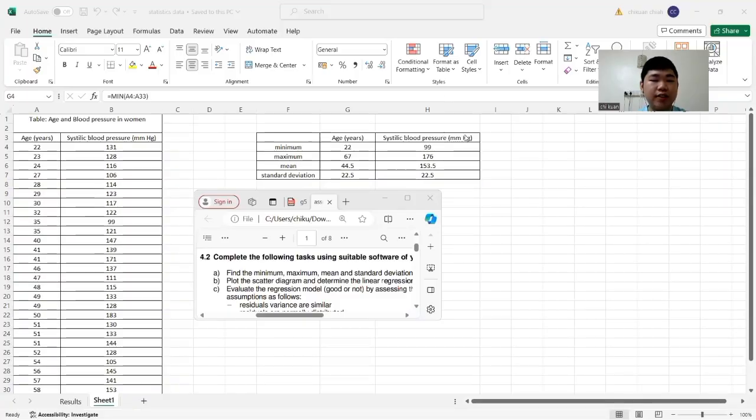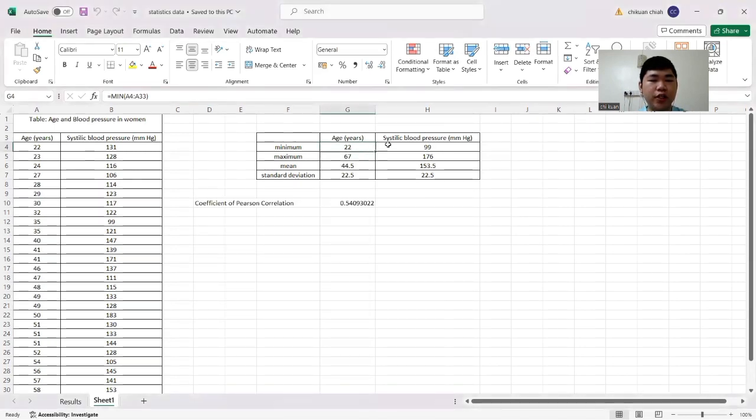We use Microsoft Excel as the simulator in this project because it's user-friendly and has the function to do the regression test. This is the data of our project. From task 4.2a, we want to find the minimum, maximum, mean, and standard deviation of the data, and we use the analysis function in Excel to get the result.